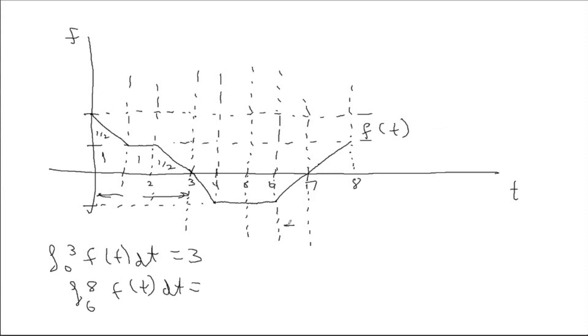And then from 6 to 8 would go from here to here. So how big is this triangle? 1/2. But it would be negative because it's down below. And how about this? 1/2. So the total area is 0. That's right.